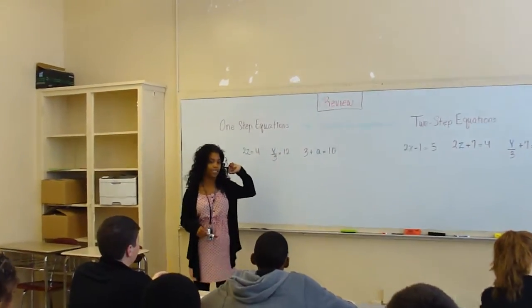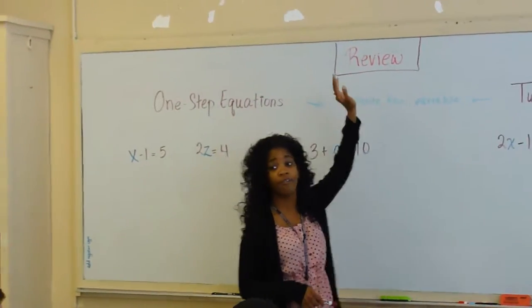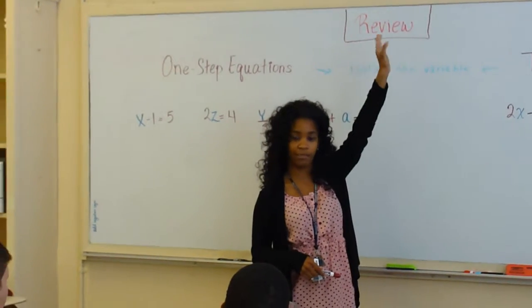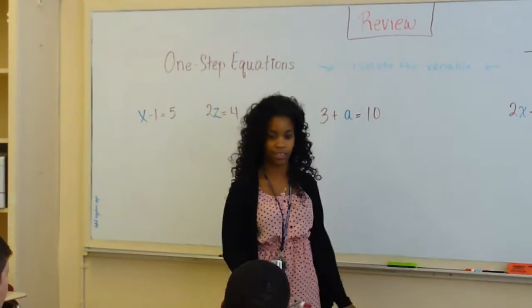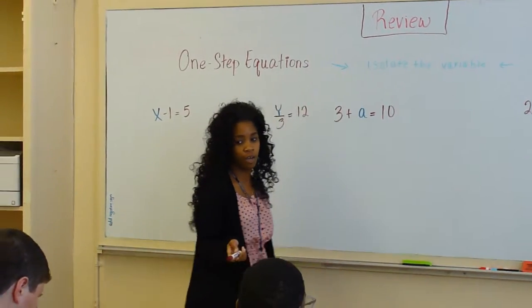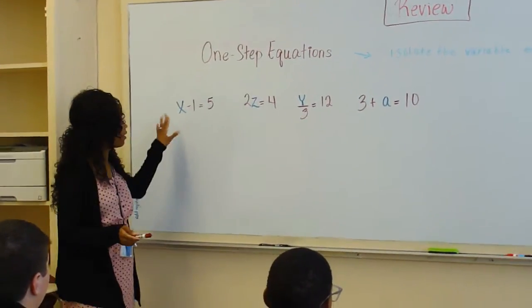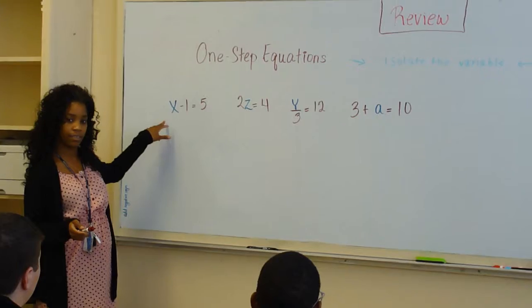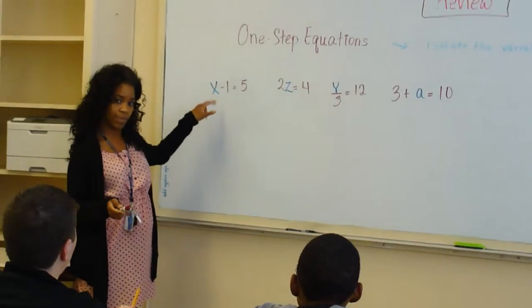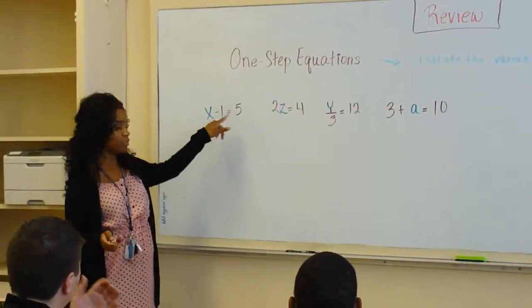Okay, so basically this should be a review, right? For most people this should be a review, but if not, then hopefully we can all learn something today. So, number one, we got, what is this? x minus 1 equals 5.